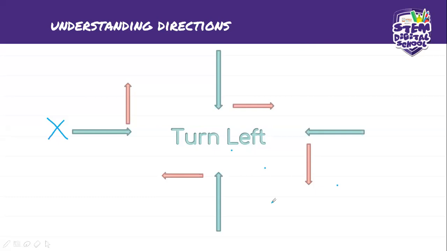So you can see just by turning left, depending on the direction you come from, might be in a totally different direction. So we just have to keep this in mind as well, because we cannot just say turn left and then expect our character to come to the left-hand side of our screen. Okay, I hope you guys understand that.